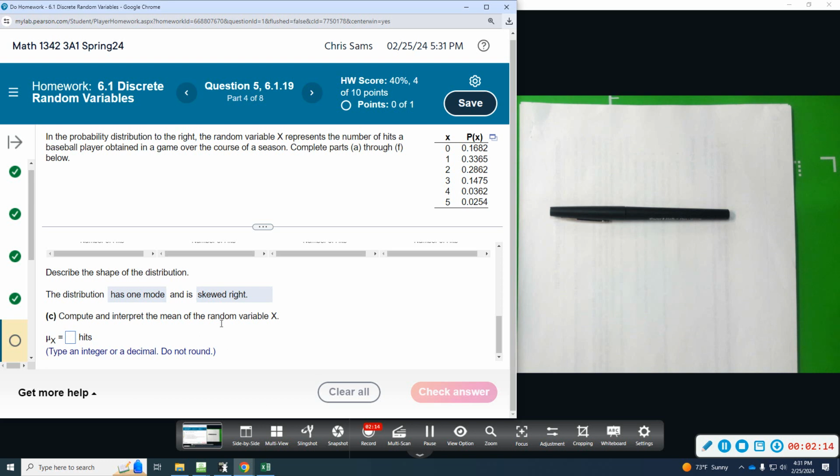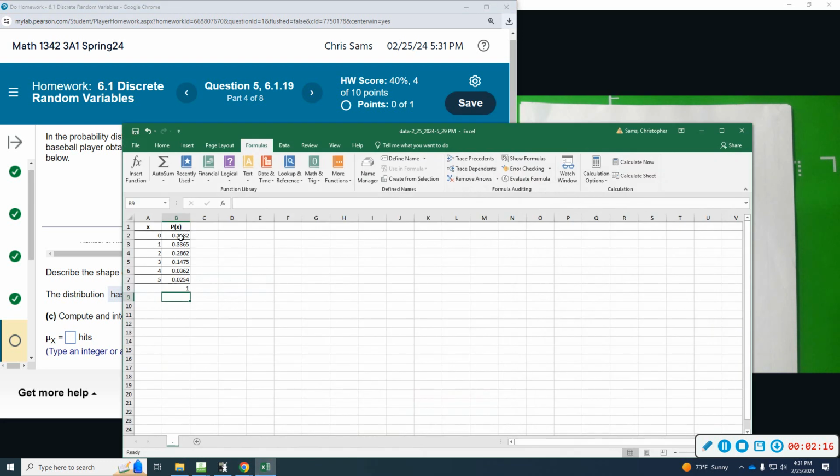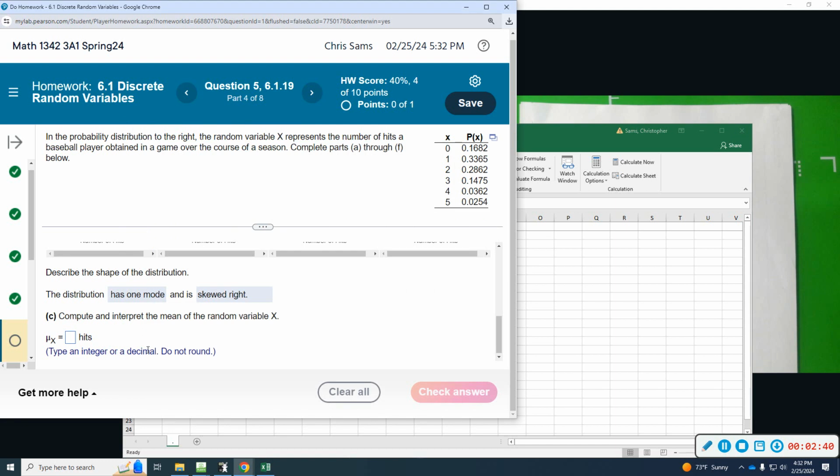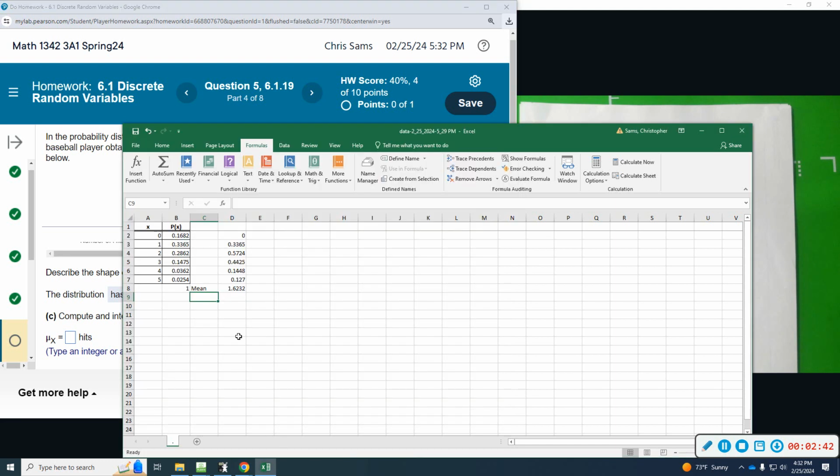We want to compute the mean, so let's do the mean. I'm going to say equal. It's going to be the x value times the probability. I'm going to drag this formula down, and we're going to sum them up. I'm going to say mean. So, do not round, okay. So 1.6232.